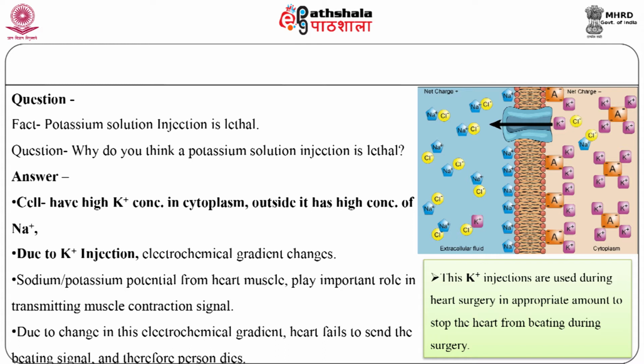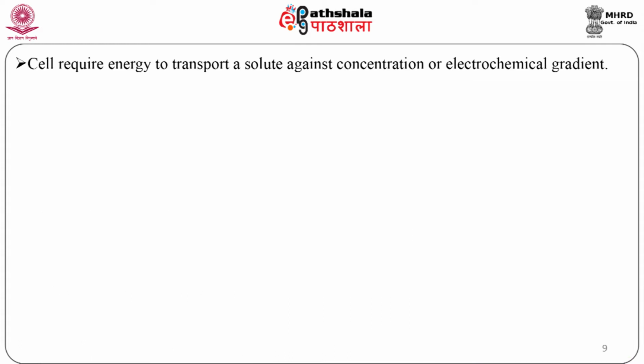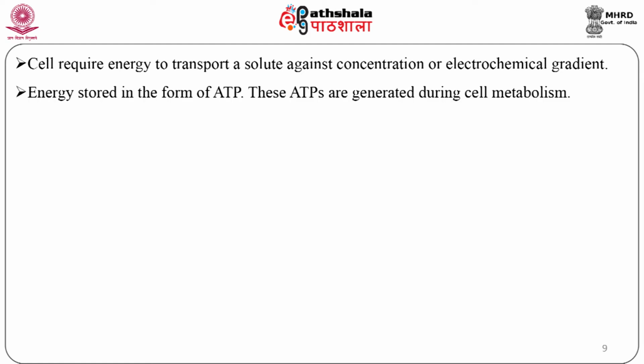But during heart surgeries, these K+ injections are used in appropriate amount to stop the heart from beating during the surgery. Moving against a gradient. For a cell, it needs to spend energy to move substance against the concentration or electrochemical gradient. This energy is gained from hydrolysis of ATP, which is generated through the cell's metabolism.